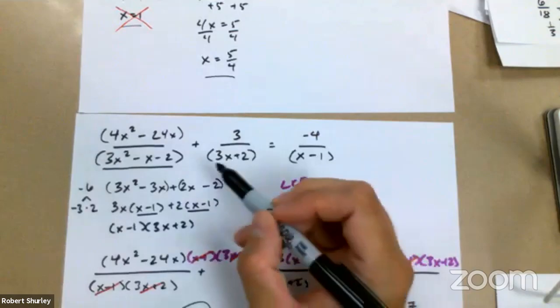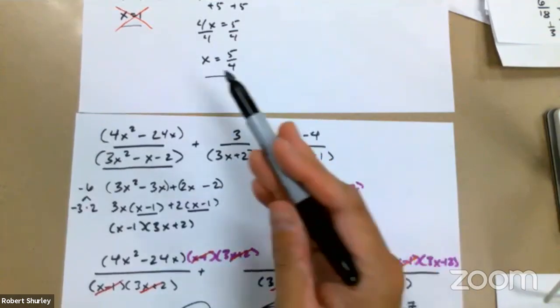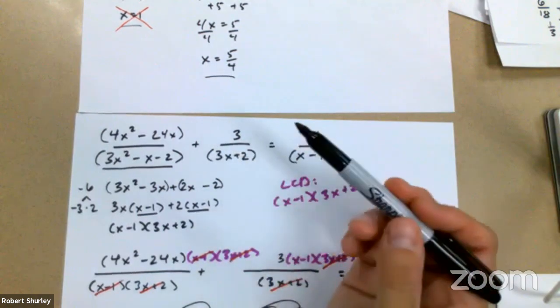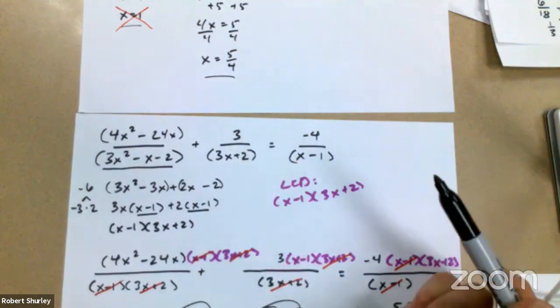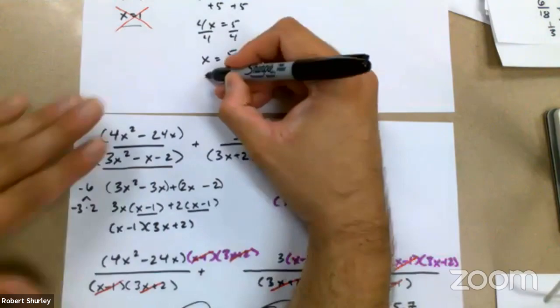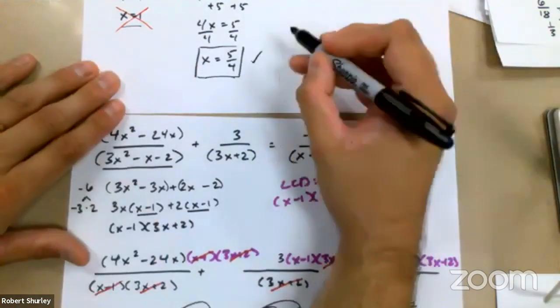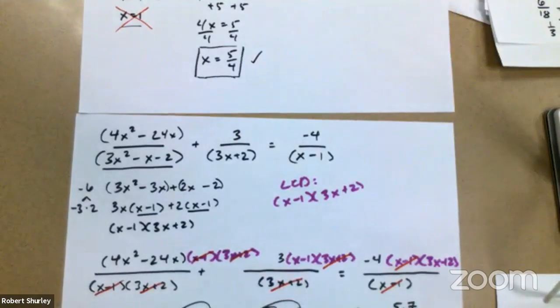5 fourths is not going to cause either one of these to go to 0, if you want to check it. 5 fourths minus 1 is not 0. And 5 fourths times 3 is 15 fourths, plus 2 is also not 0, okay? I know this is the answer because I've got the answer sitting in front of me in the book, and I don't want to check it. It just takes too long. So that is the solution, though. x equals 5/4. We would just toss out the 1.